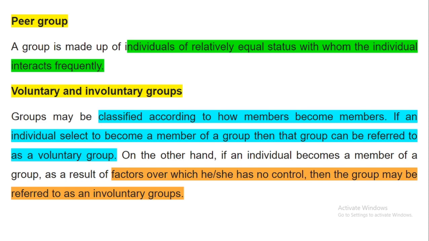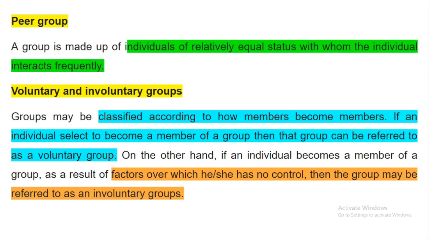Now next, that is voluntary or involuntary group. Groups may be classified according to how the members become members. So groups are also classified based on how a member becomes a member of that group. If an individual selects to become a member of the group, then that group can be referred to as a voluntary group. If someone selects that I will join this group, then this is called voluntary membership or voluntary group. On the other hand, if the individual becomes a member of the group as a result of factors over which he or she has no control, then the group can be referred to as an involuntary group.